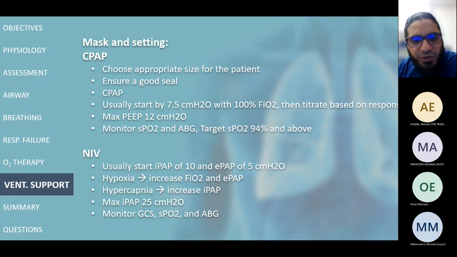And again, you will monitor the patient for the response, GCS, saturation and blood gas, and be ready to move to the next step with invasive ventilation if the patient is a candidate for it.